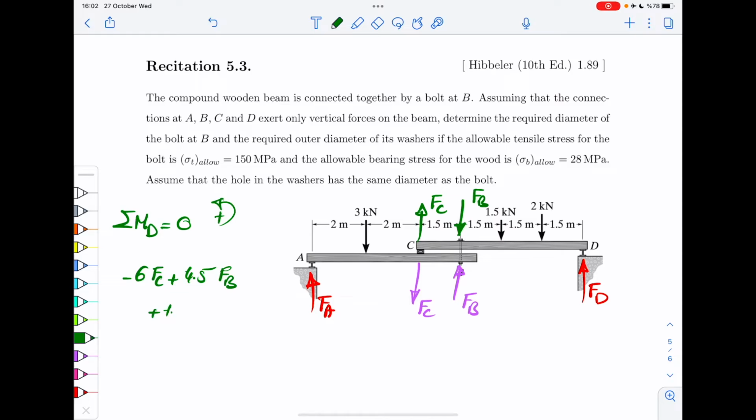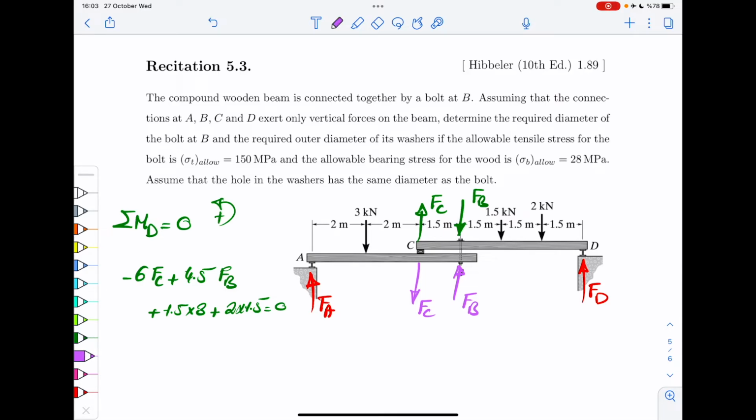plus 1.5 times 3 plus 2 times 1.5 is 0. Right? That's the equilibrium for the upper part.